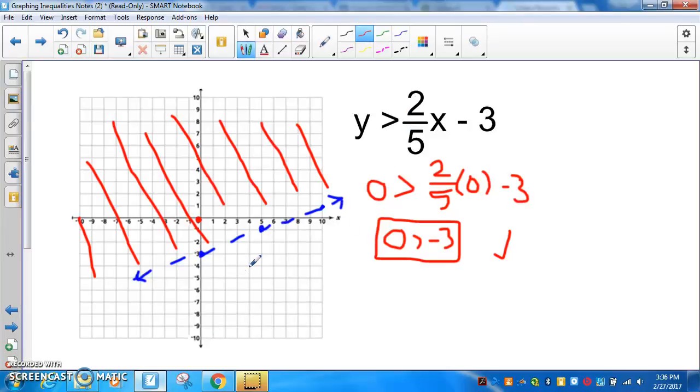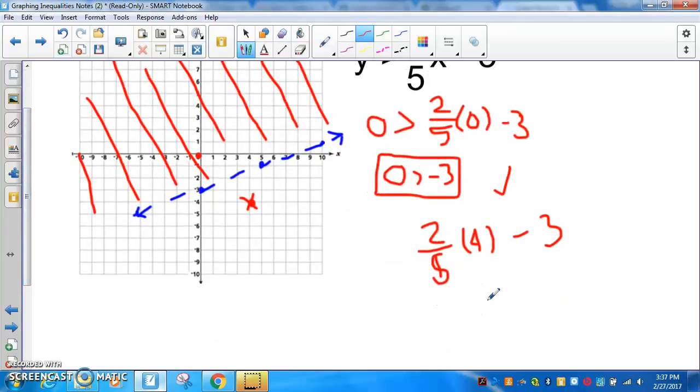Conversely, if you had picked a point down here for some reason, like, I don't know, 4, -4, this point should not work. It is not a solution. And I can prove that really easily. Plug in 4 for x, 2/5 of 4 minus 3. If my math is right, I think that's 4/5 minus 3. 4/5 is 0.8. 0.8 minus 3, if I'm not mistaken, is -2.2.